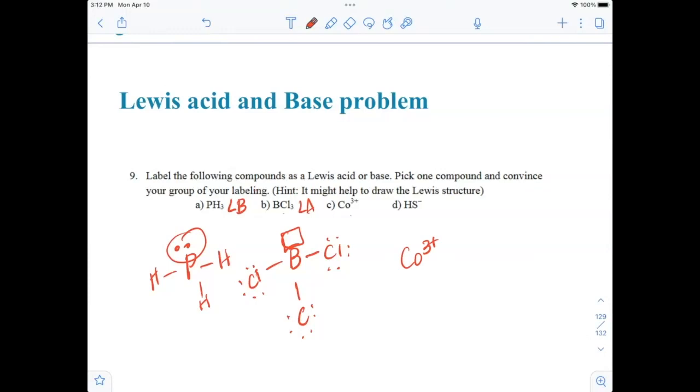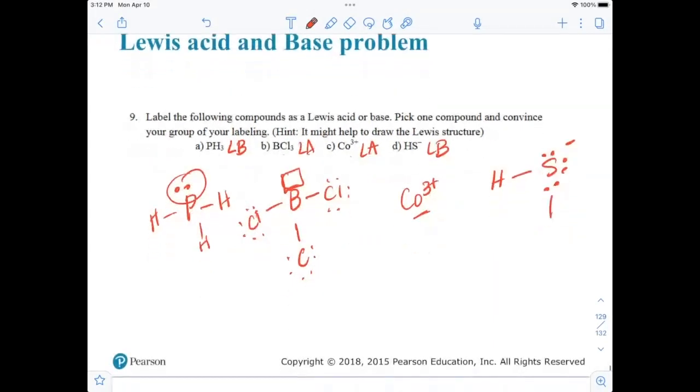Cobalt, it got poor because it lost 3 electrons. It has empty orbitals. Lewis acid. HS minus, being negative, means it has an extra pair of electrons besides the regular 2. So this is going to be a Lewis base. So by looking at this, we can see that this is definitely very rich with electrons. So base, acid, acid, base. Okay.